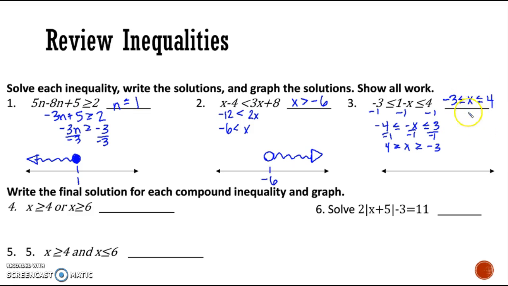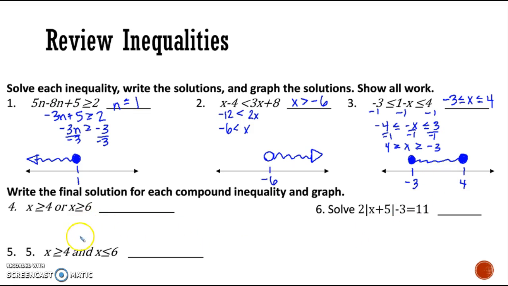So the way we consider this x value is that we want the x's that are greater than negative 3 but less than 4. So everything between negative 3 and 4. So I'm going to put a negative 3 and a 4 on my number line. And I'm going to give them both closed circles because they're both or equal to. And I'm going to shade in the middle because I want it to be bigger than negative 3 and smaller than positive 4.